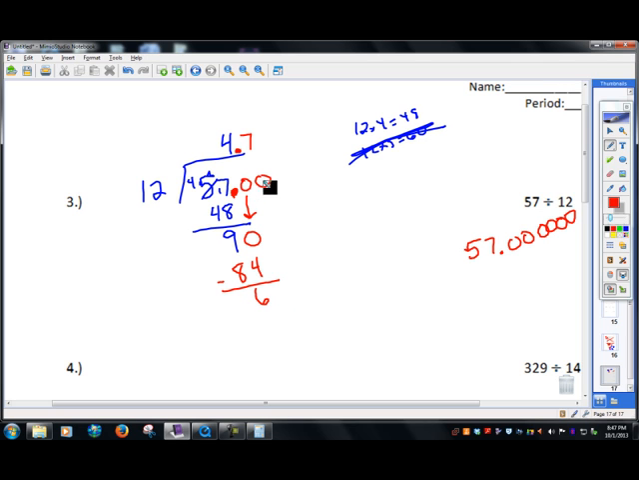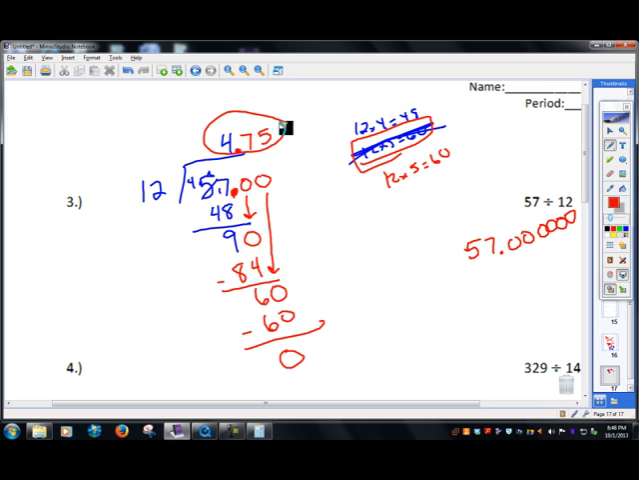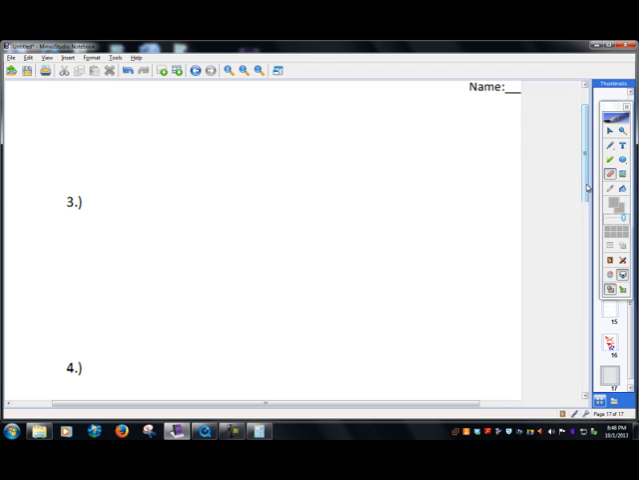So guess what? Add another 0, bring it down. Okay, now 12 goes into 60, and I think back and I said, wait a minute, I said 12 times 5 equals 60. So there you go. I know that it's 5. 5 times 12 is 60. We subtract. Now we got a remainder of 0. Your answer is 4.75. Okay? All right, you go ahead and try number 4 there, and then that'll be it.